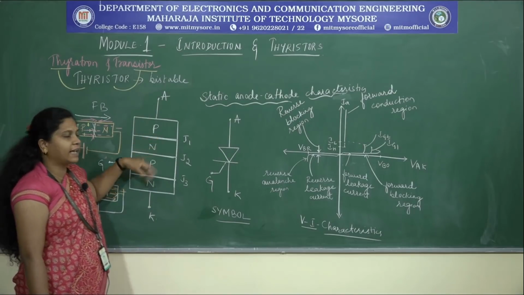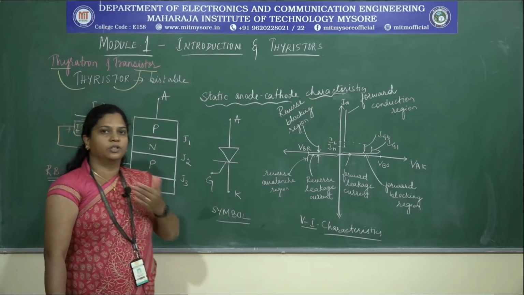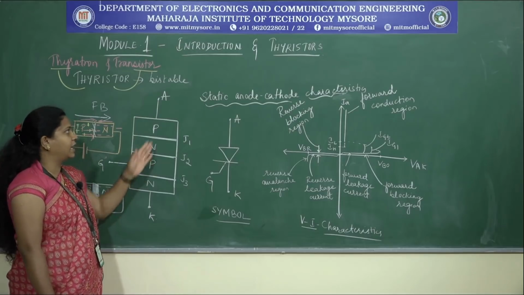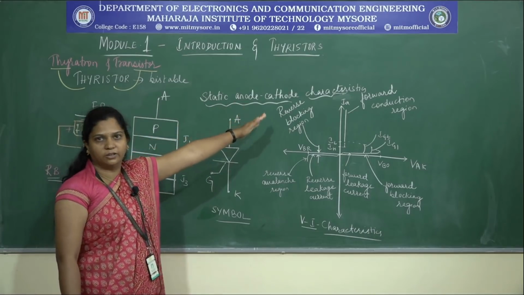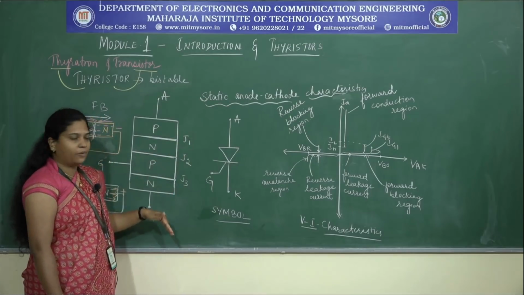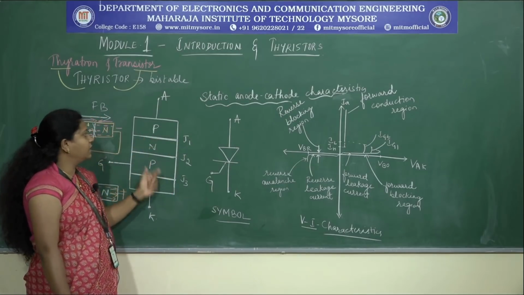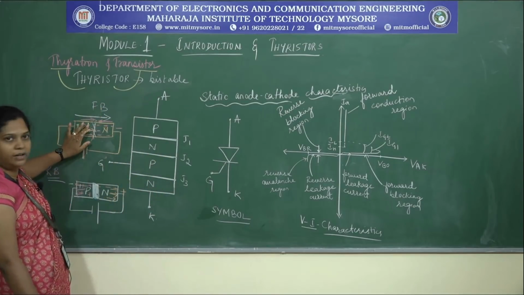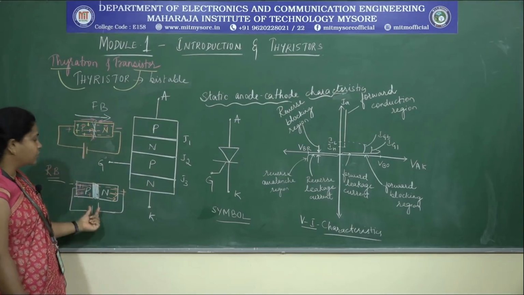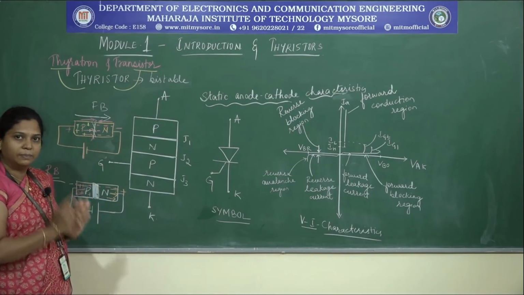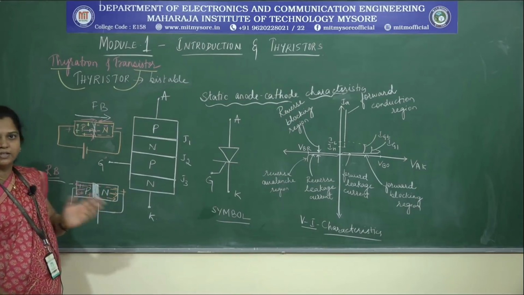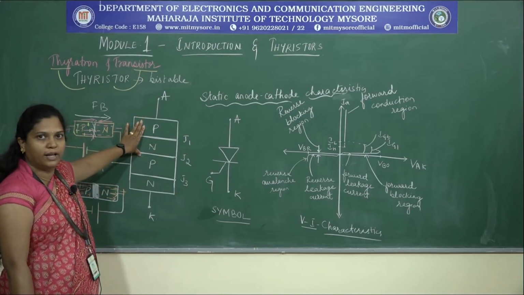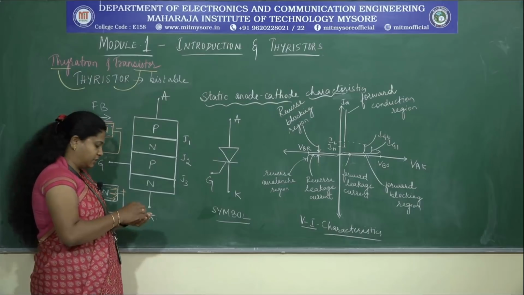Now let us see how this gate terminal plays a role in turning on the thyristor. The characteristics we are going to study, how it turns on and how it turns off, are known as the static anode cathode characteristics. Under these, we see how the junctions are broken down. Junctions broken down means it is in its on state. If junctions are not broken, the width of the depletion region keeps on increasing, and it is in the off state.